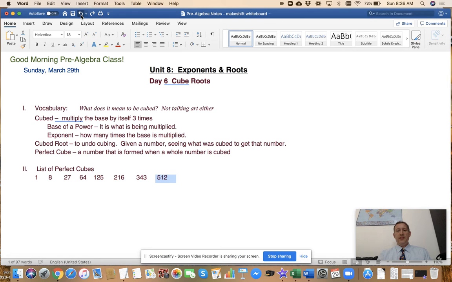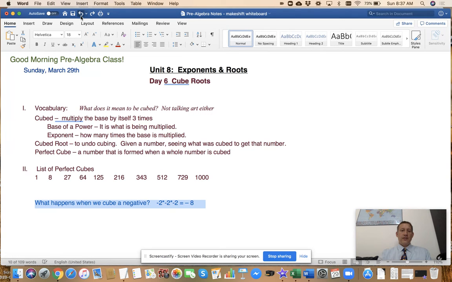And then that would be 8 cubed, 9 cubed. What's 10 cubed? 10 times 10 is 100. Times 10 again is going to be 1,000. So that's a list of our perfect cubes. The cube root of 1 is 1. The cube root of 8 is 2. The cube root of 27 is 3. Cube root of 64 is 4. Cube root of 125 is 5, etc. 6, 7, 8, 9. And the cube root of 1,000 is 10.